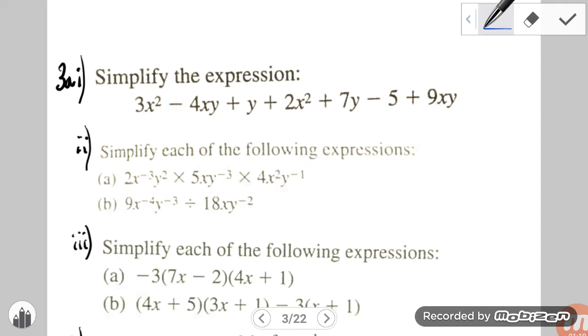Thank you, and let's just get right into part 2. We're at question 3 in the algebra section.